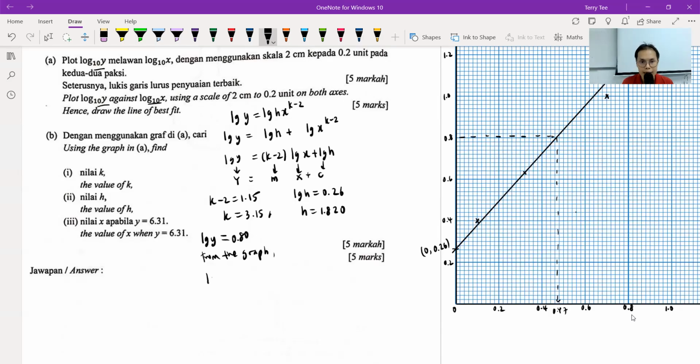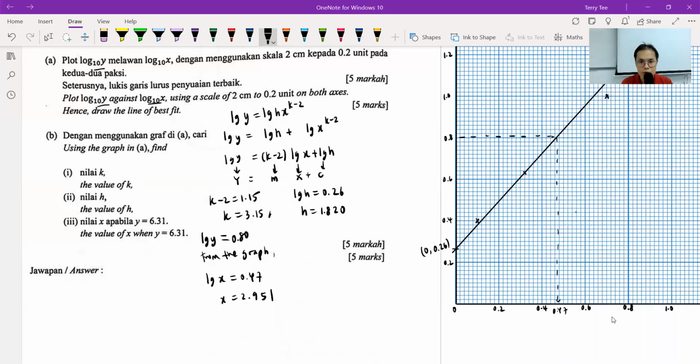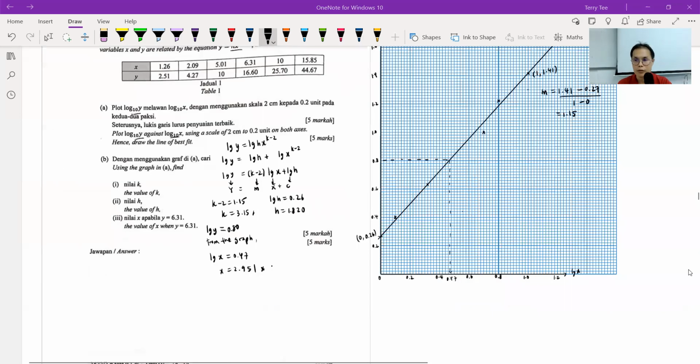So from the graph, your lgx is 0.47. So to find X, I again need to anti-log, shift log, 0.47, 2.951. My X is 2.951. Okay. Hope you're okay with the graph. So there you go.